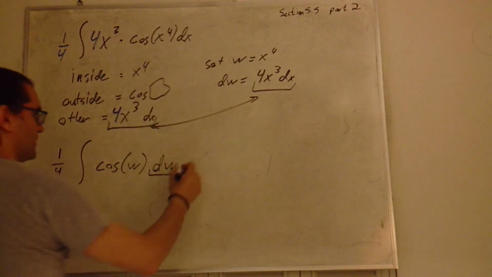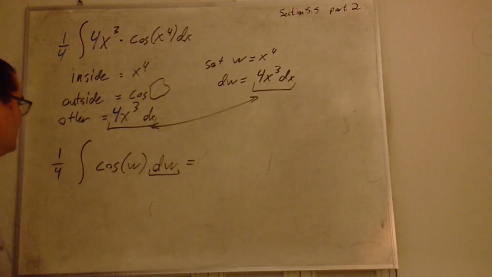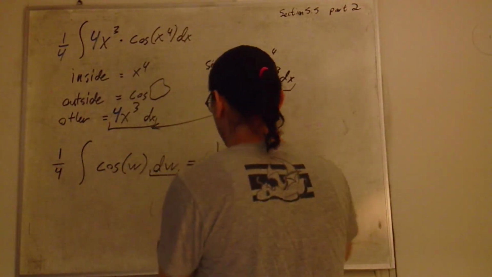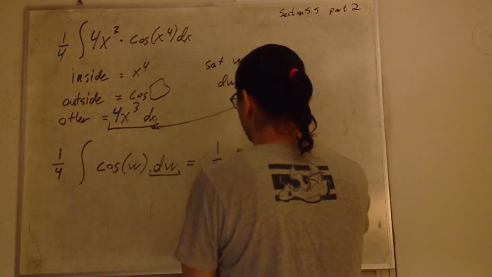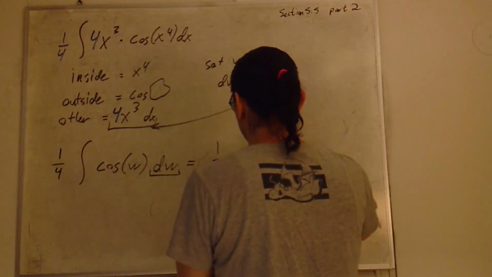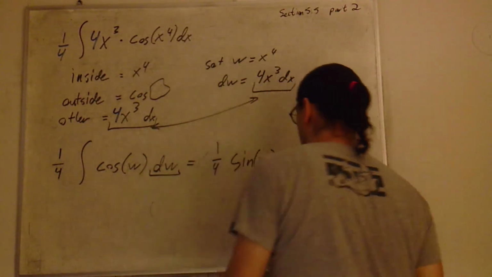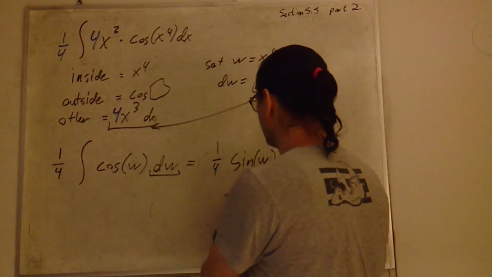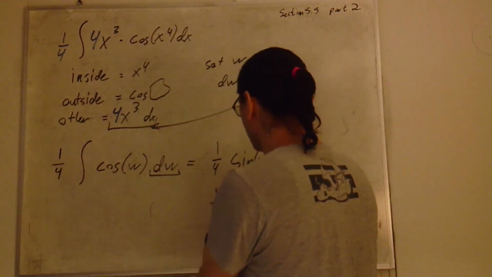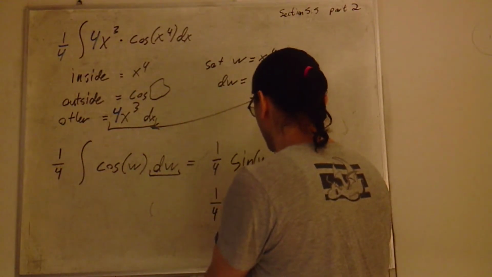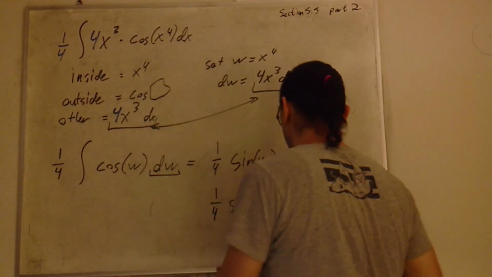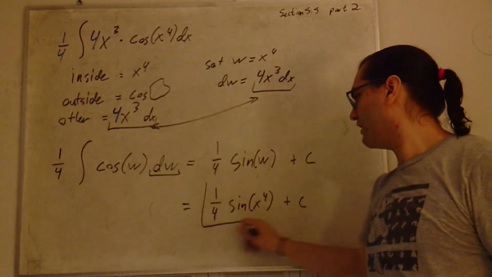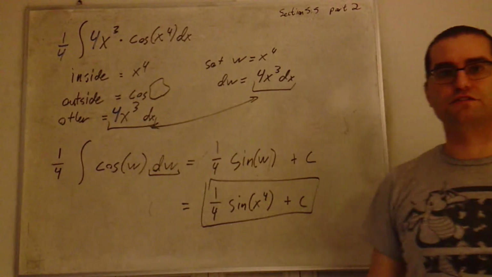And now we can integrate cosine. The integral of cosine, the 1/4 stays. The integral of cosine is sine. Toss the c on the back end there. And then we just have to unsubstitute. So this is going to be 1/4 sine of x to the fourth plus c. And we're finished.